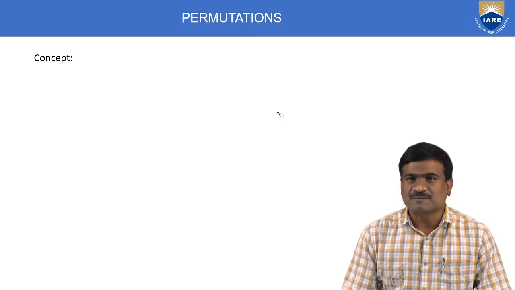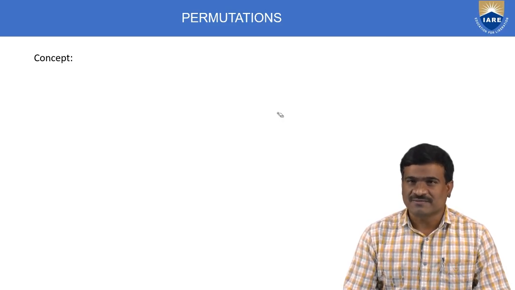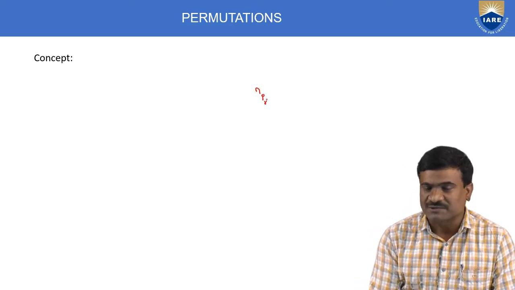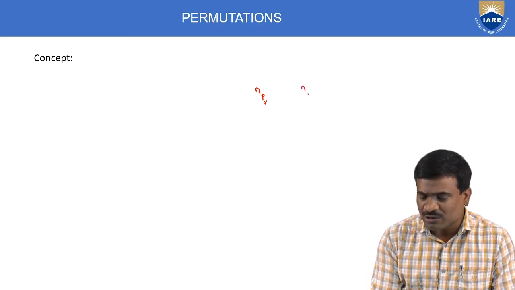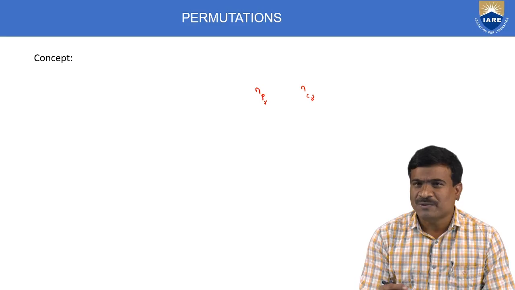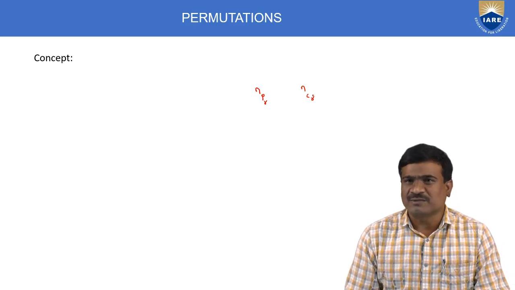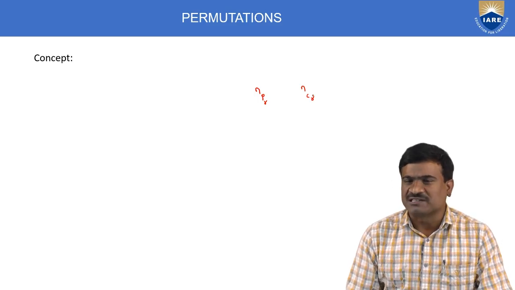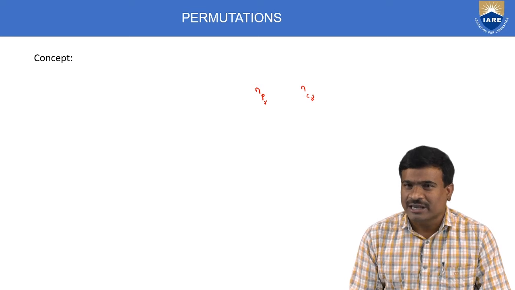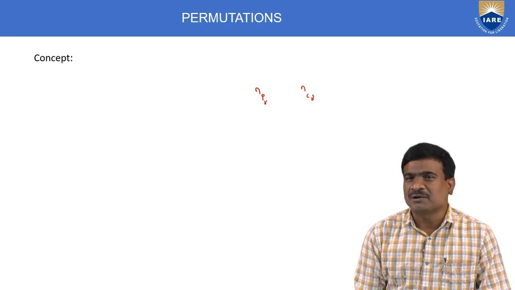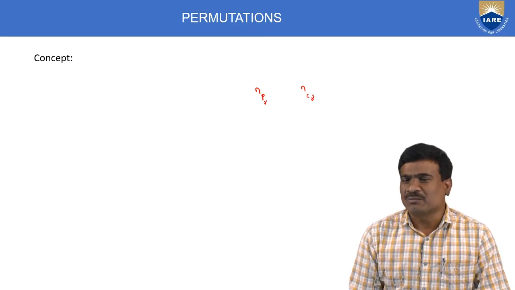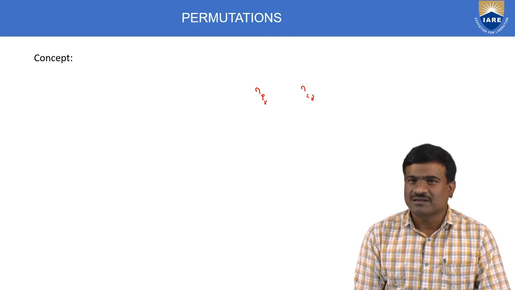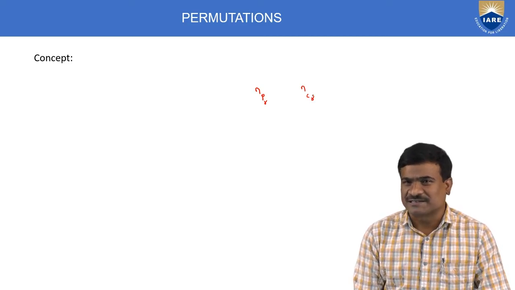Here we complete this chapter using only two principles: either the NPR concept or the NCR concept. Here P indicates permutation and C indicates combination. A permutation is nothing but arrangement and a combination is nothing but selection.